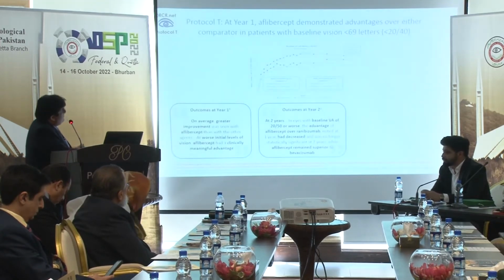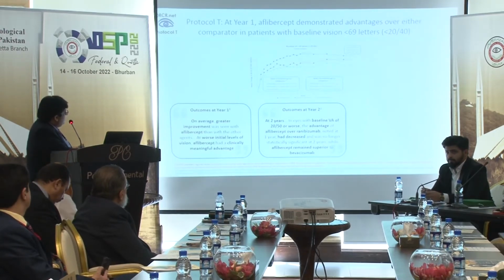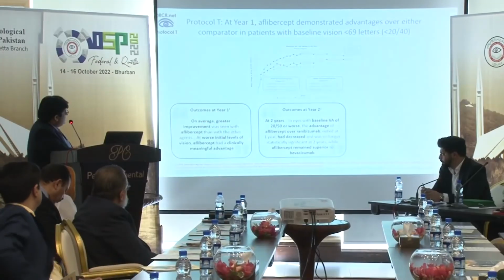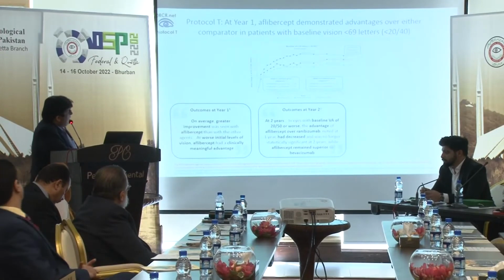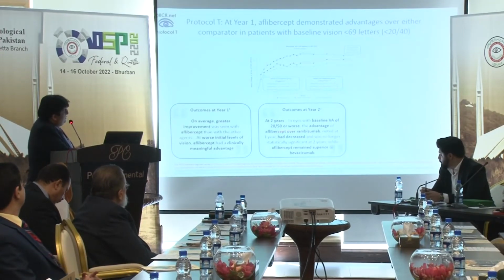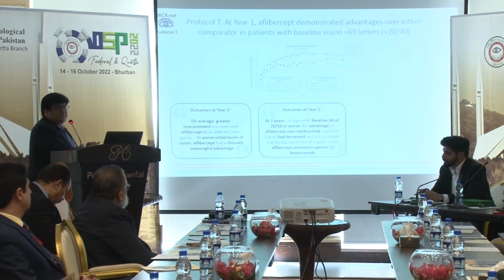So at year 1, Aflibercept demonstrated advantages over either competitor in patients with baseline vision of less than 69 letters. As I just discussed, on average, greater improvement was seen with Aflibercept than with the other agents. At the worst initial levels of vision, Aflibercept had a clinically meaningful advantage. At 2 years, in eyes with baseline visual acuity of 20/50 or worse, the advantage of Aflibercept over ranibizumab noted at 1 year had decreased and was no longer statistically significant at 2 years, while Aflibercept remained superior to bevacizumab.